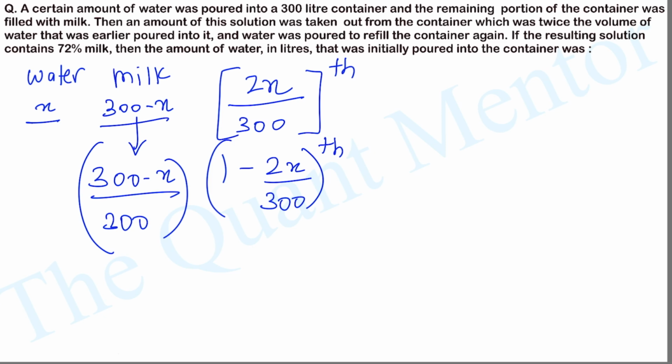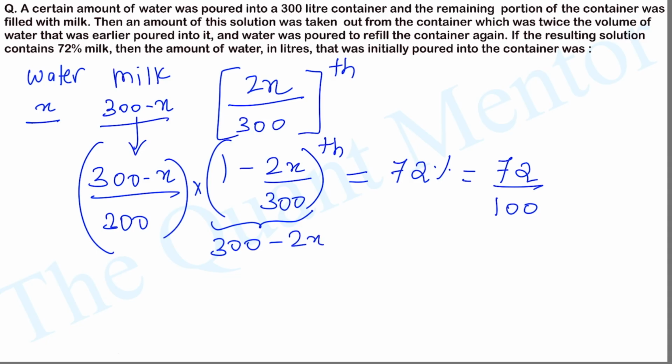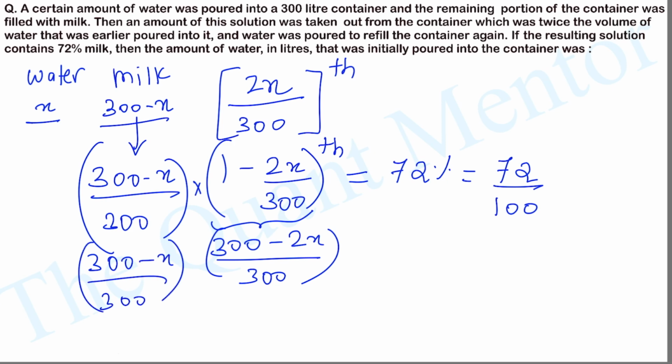And now 1 minus 2x upon 300 fraction remains. So what is the fraction of milk now in the mixture? 300 minus x upon 300 into 1 minus 2x upon 300. And this has been given to us as 72%, or 72% can be written as 72 upon 100. So this 1 minus 2x upon 300 can be written as 300 minus 2x upon 300. This part will be as it is, 300 minus x upon 300. The product of these two is actually 72 upon 100.